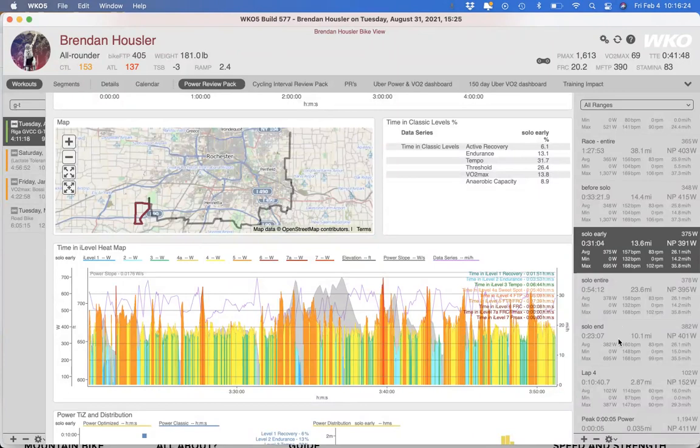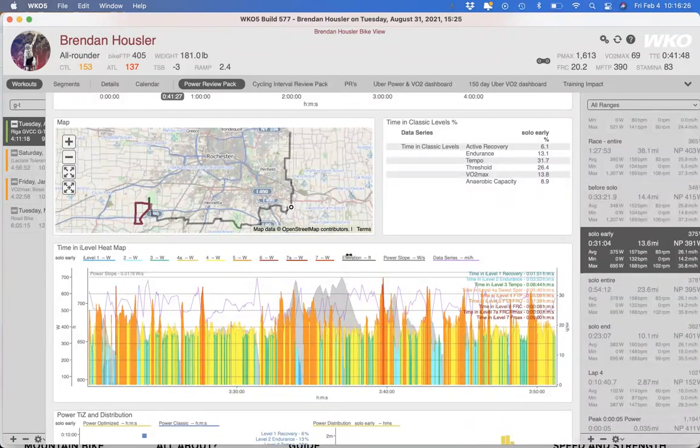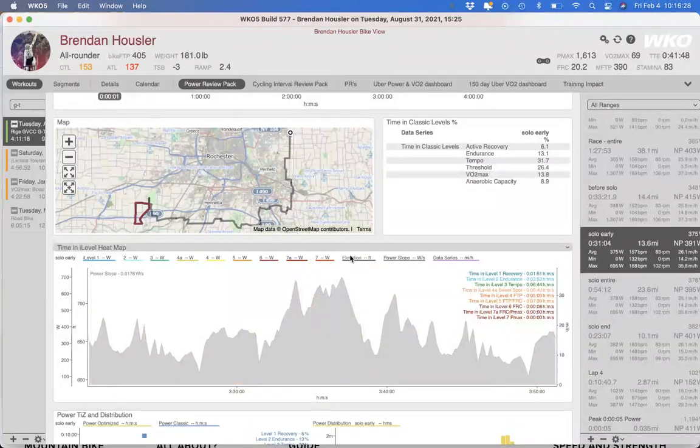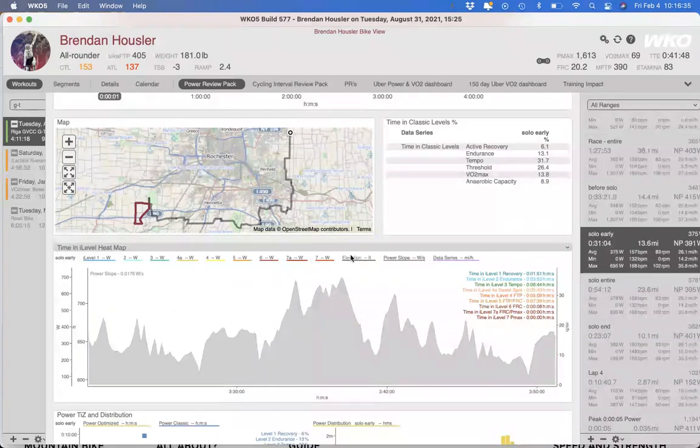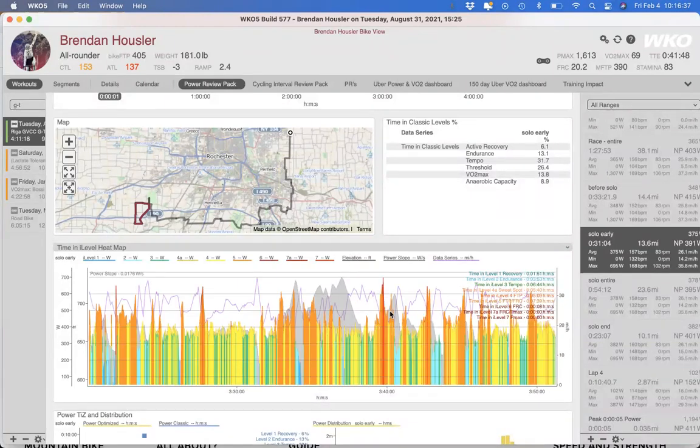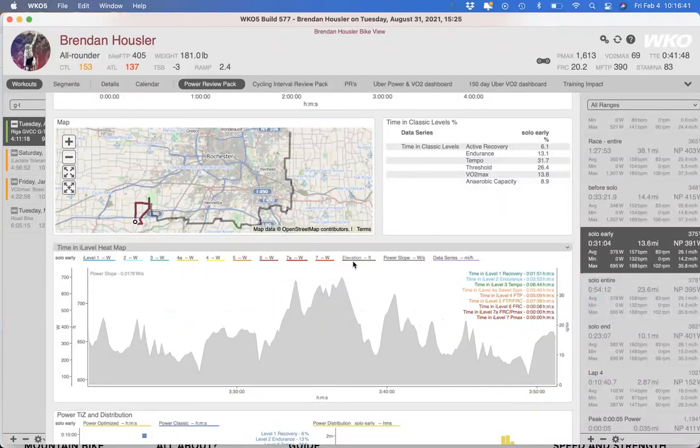Now, one thing you can also notice, take a look at this. Where am I going hard? Where are those orange portions? I'm going to let you look at this for a minute as I toggle back and forth to show where the power is. Look at this one right here, this big one. What am I doing right there? I'm going up these rollers.